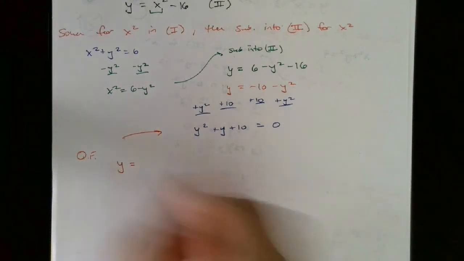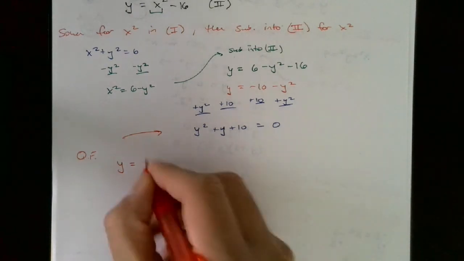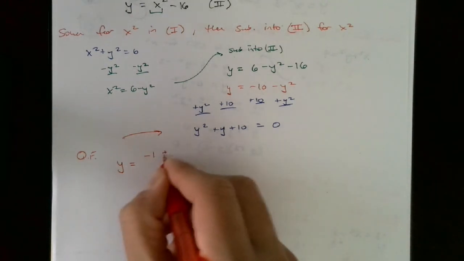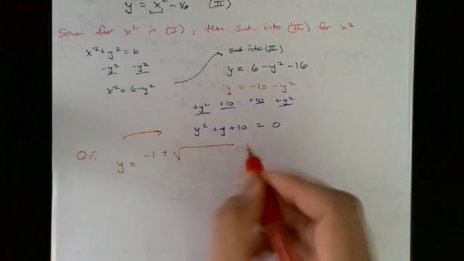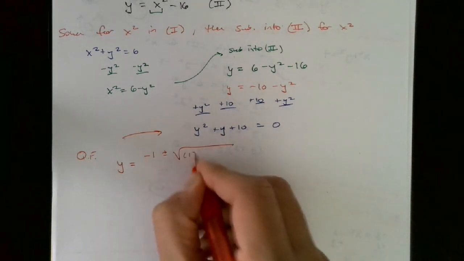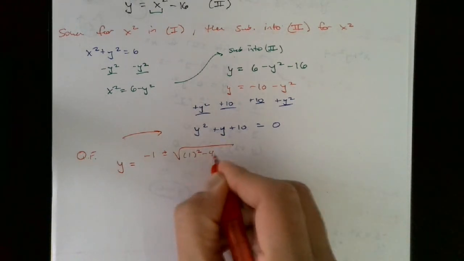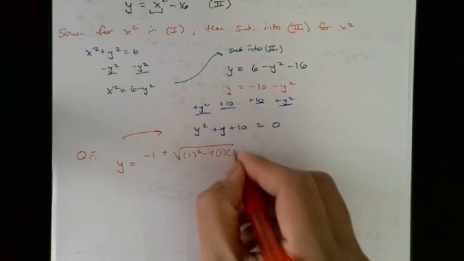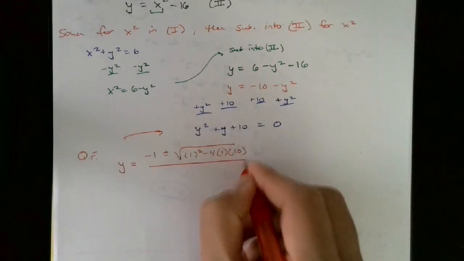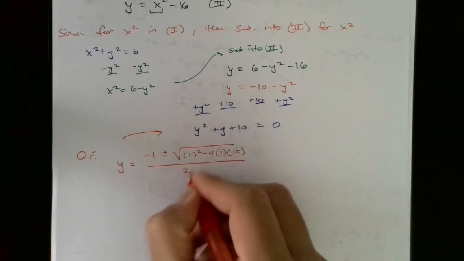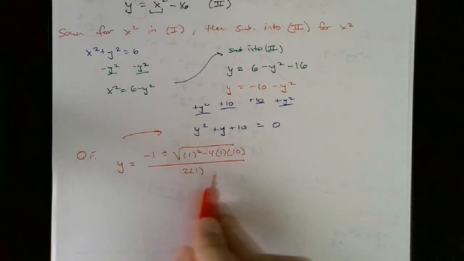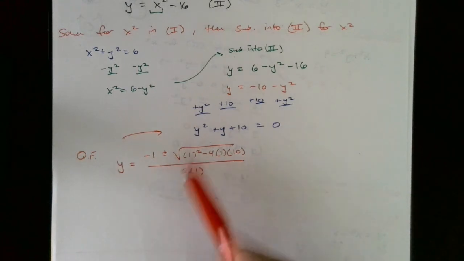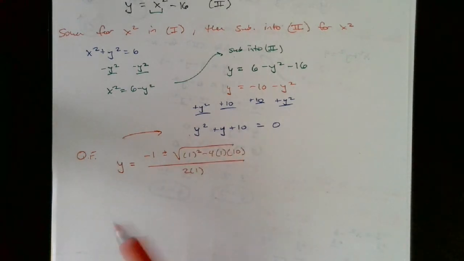And the formula itself is negative b, so it's negative 1 plus or minus the square root of b squared, so that's 1 squared minus 4 times a, which is 1, the coefficient of the first term, times c, which is 10. And this is all over 2 times a, and a is 1, remember. You're never putting any variables in this formula, right? The formula itself is just the numbers, the coefficients.